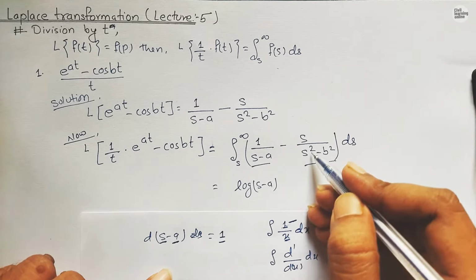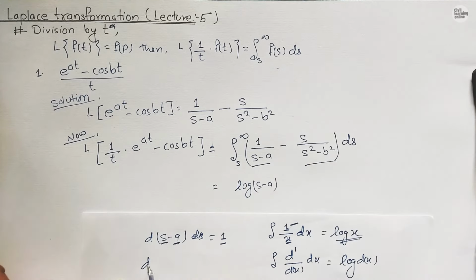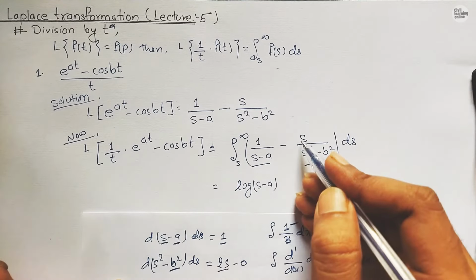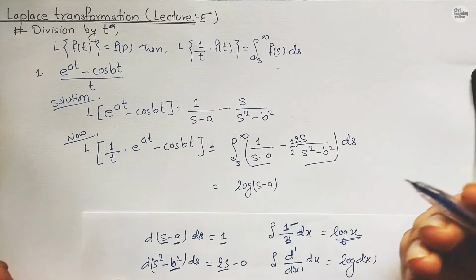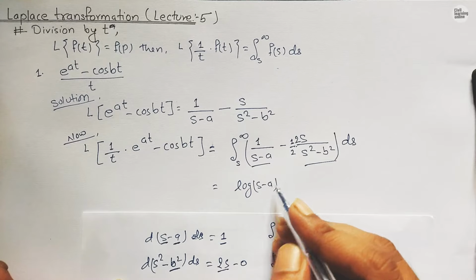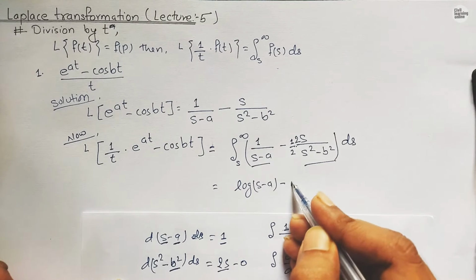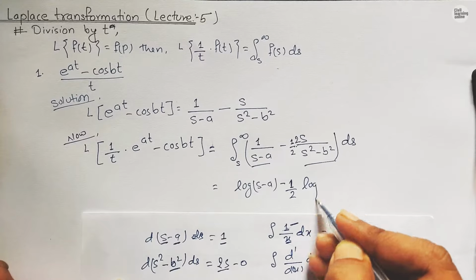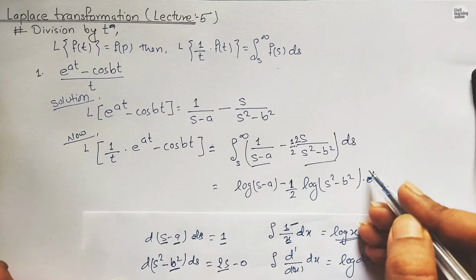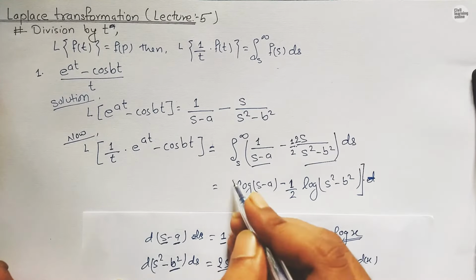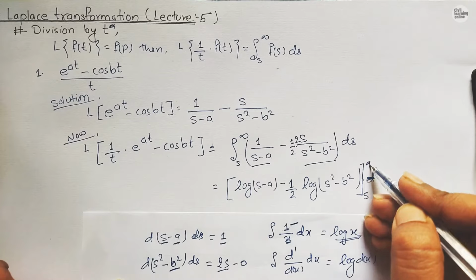derivative of s square will be 2s. The derivative of s square minus b square with respect to s will be 2s, because b is constant here, so it will be 0, and the derivative of s square is 2s. So here if we multiply by 2 and divide by 2, it will again get into the log form. So we will do the same here: minus 1 by 2 log of s square minus b square times d. We have already integrated, so we will simply put the limit here, that is from s to infinity.